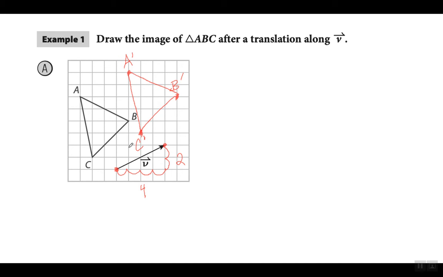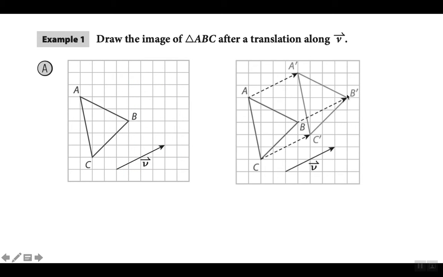That's my answer. I've done a translation of the pre-image triangle ABC to get the image triangle A prime, B prime, C prime using this vector. The vector tells me what direction and how far, horizontally and vertically, I have to move the triangle. Here's the drawing from the book, but it's basically the same thing. Let's look at another example. You're going to be graphing these on your assignment, okay?